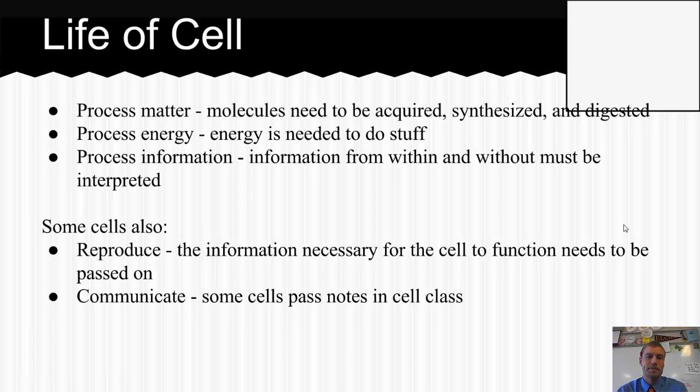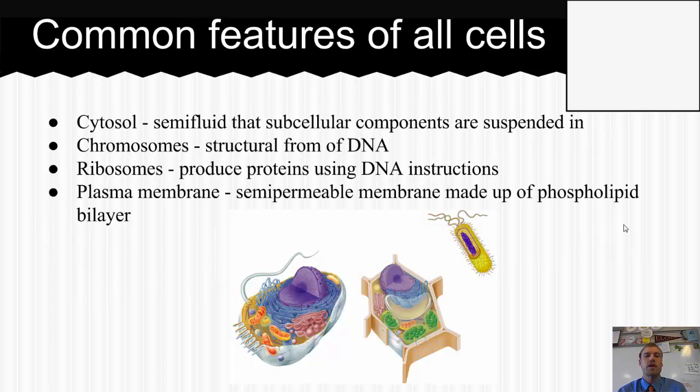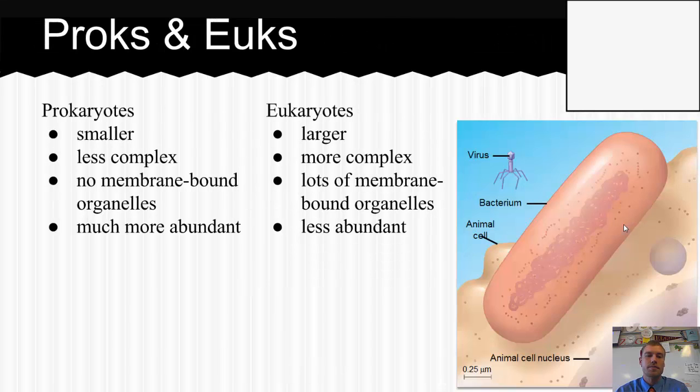So some common features of all cells: there's the cytosol, which is essentially like the cytoplasm, but it's the actual stuff that's inside the cytoplasm. It's a semi-fluid, and it has all of the subcellular components, so all the things that are smaller than a cell are suspended inside it. We've got chromosomes, which are the structural form of DNA. Ribosomes, which produce proteins using the DNA instructions, and the plasma membrane. Those are things that we find in all cells.